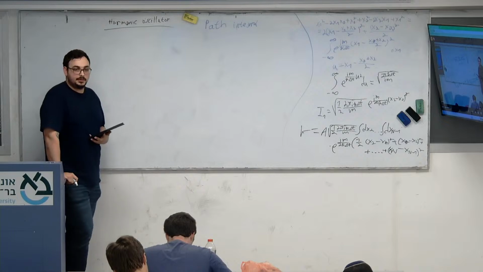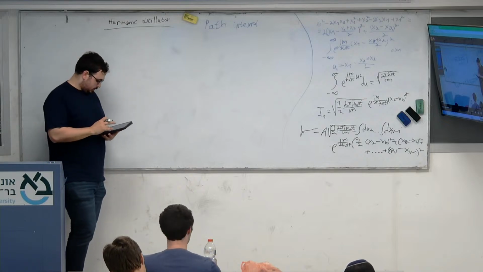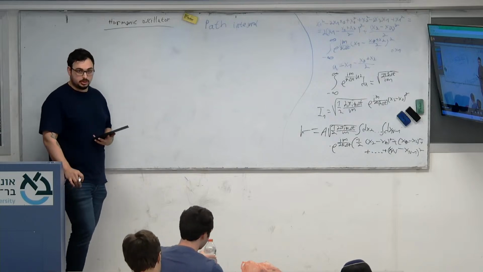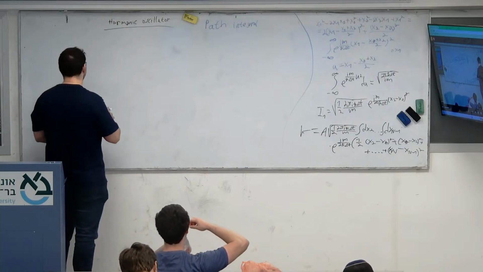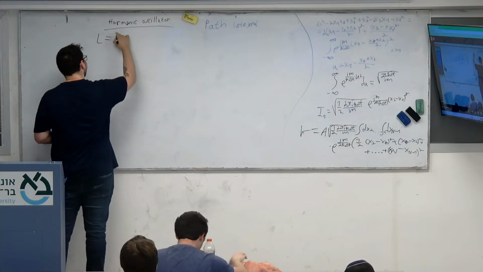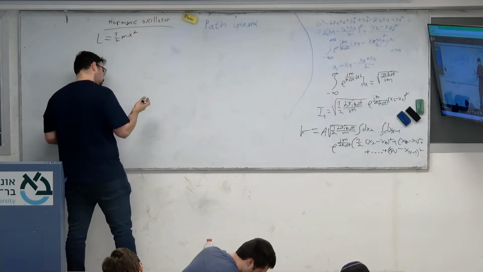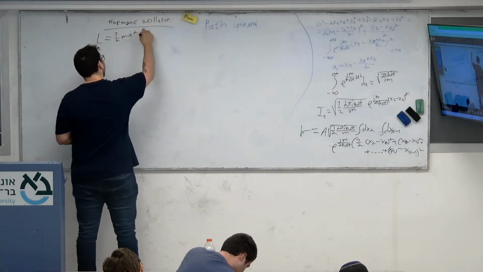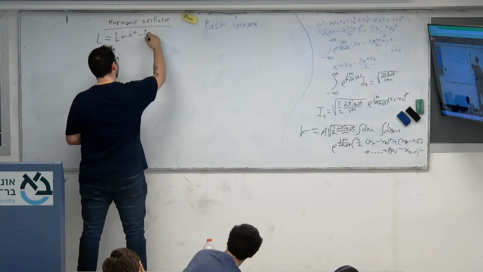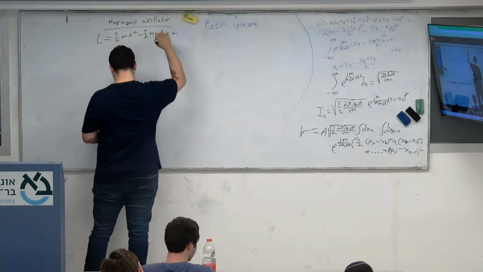Now we're going to solve the path integral question for a harmonic oscillator. So for a harmonic oscillator, the Lagrangian would be 1/2 m x dot squared minus 1/2 m omega squared x squared.